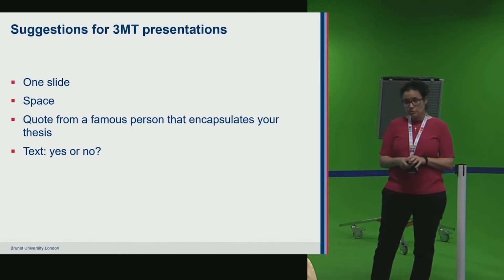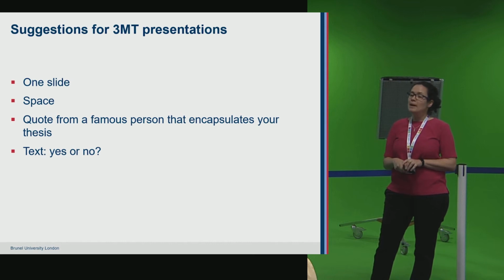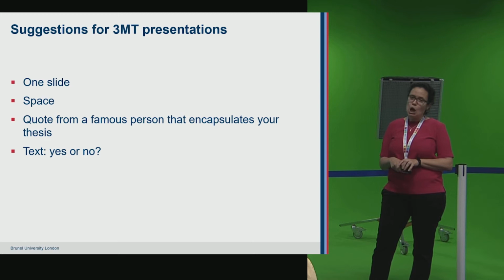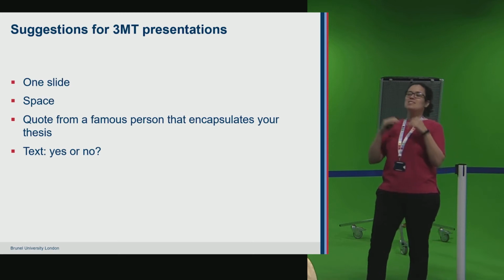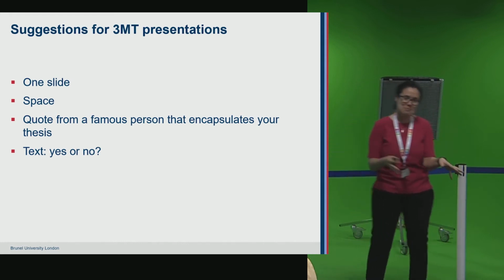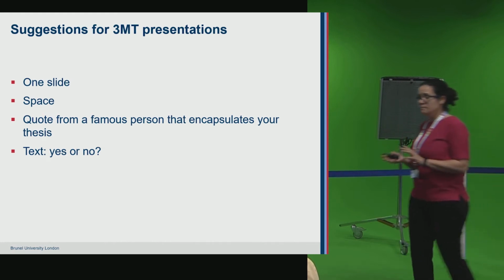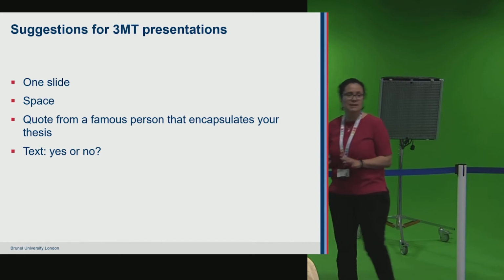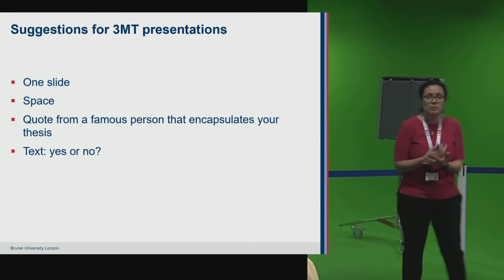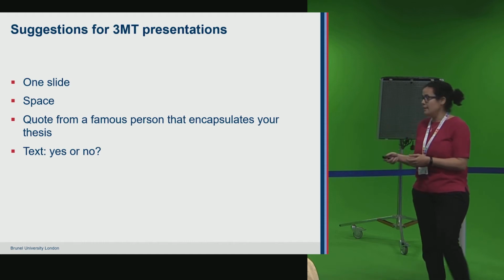In the 3MT presentation, as I said, one slide, you need to use a lot of space. You can use a quote. I saw people use Einstein quotes. However, more than 90% of the quotes which appear on the internet and say that they are from Einstein are not from Einstein. So be careful what you copy, okay? And then text, yes or no, depends. You cannot put as much text as in a normal presentation because it's just 3 minutes. You don't have time for reading. You don't have to, okay?